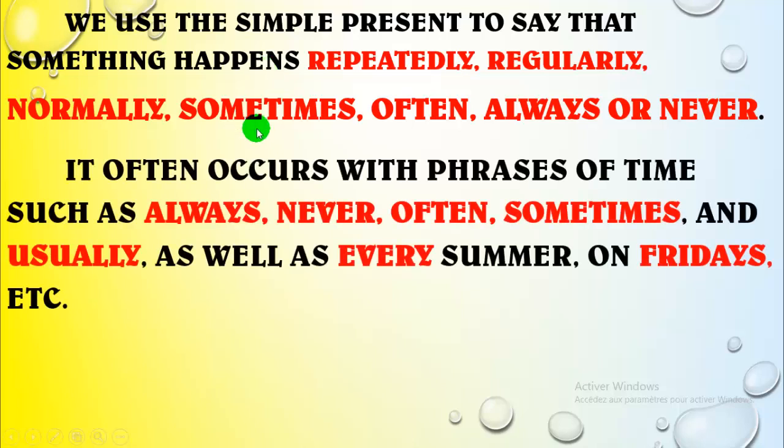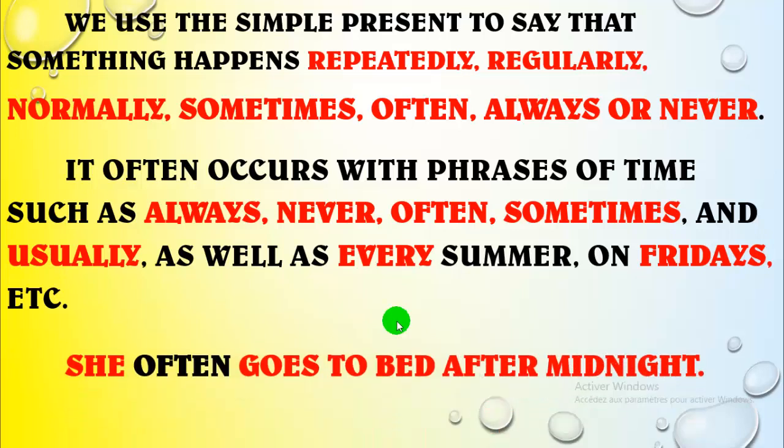present tense. It often occurs with phrases of time such as always, never, often, sometimes, and usually, as well as every summer, every day, every week, every year, every second, on Fridays, on Sundays, on evenings, on Christmas, on Tabaski days. So this is also habit, repeated. She often goes to bed after midnight. This is habit. She often goes to bed after midnight.